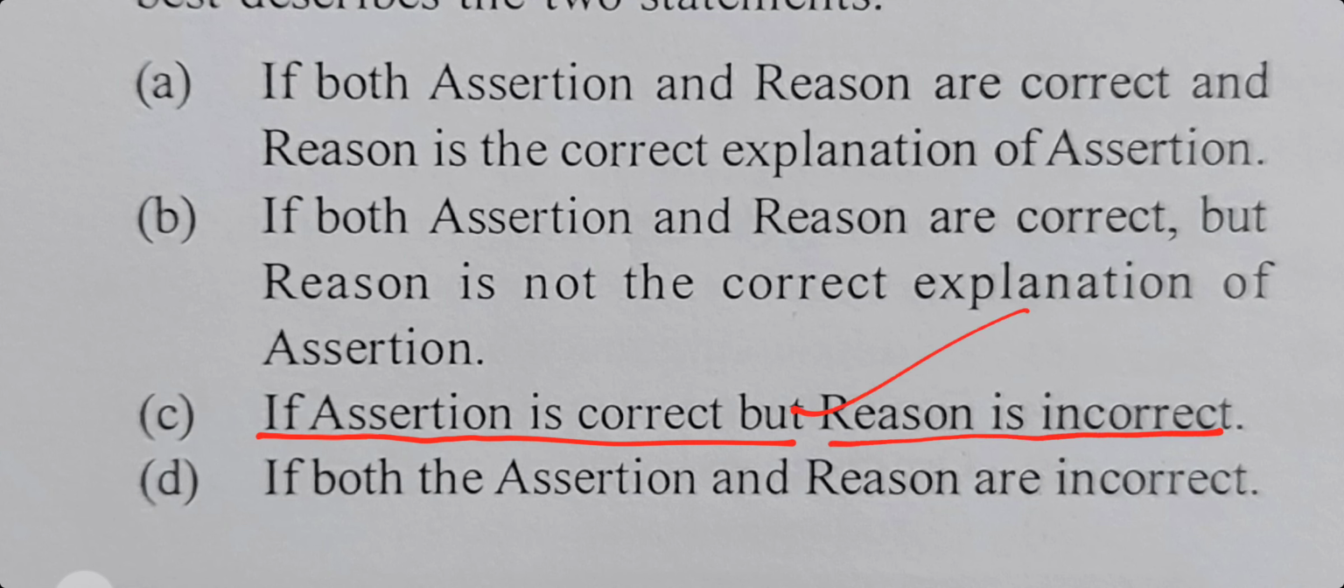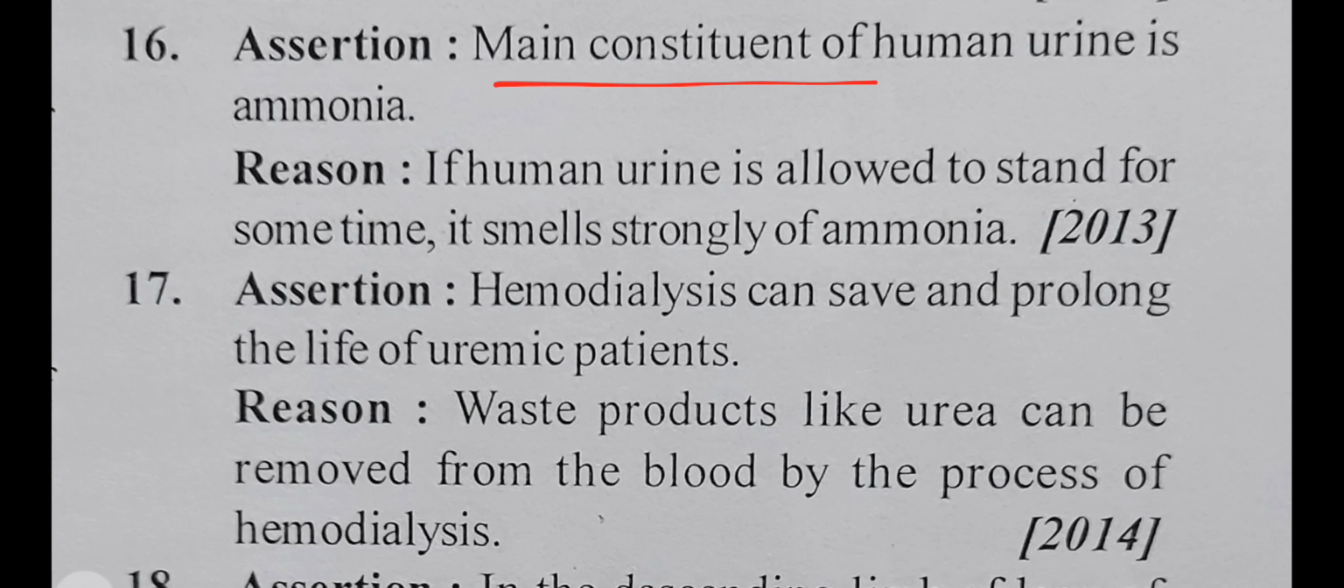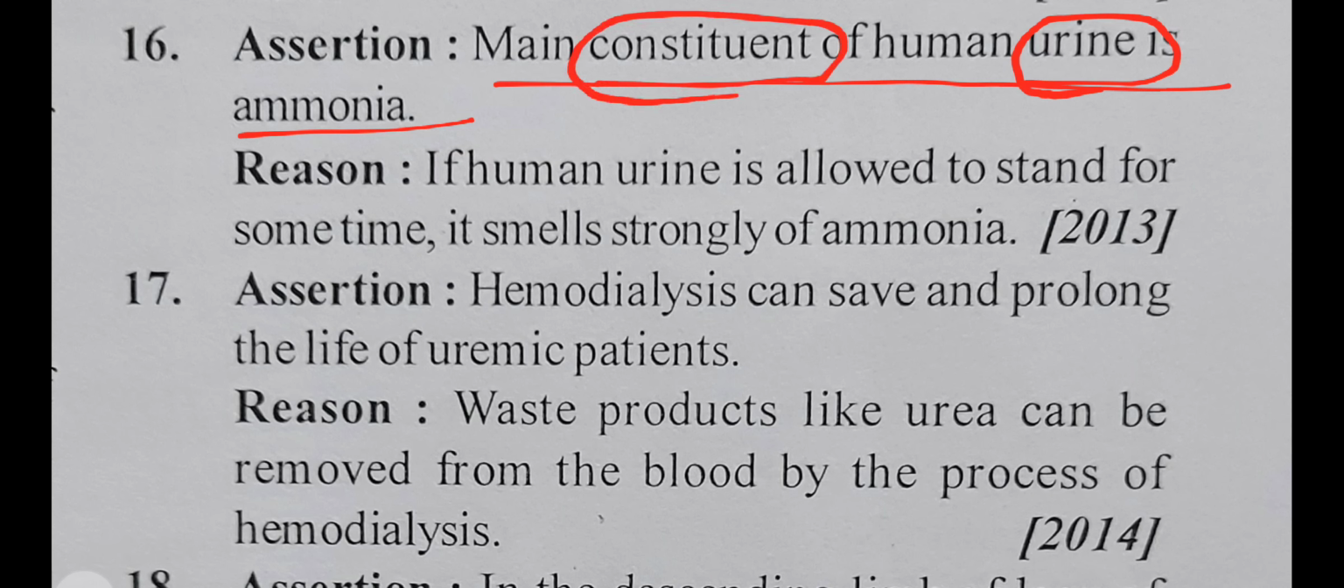This is the option. I'll move to the next question. Coming to the assertion: the main constituent of human urine is ammonia. Here, understand this: urine is made up of urea, through the conversion of ammonia into urea. The constituent they are asking about is the constituent of urine. So ammonia is not the constituent of urine; urea is the constituent of urine, not ammonia. So the assertion is wrong.